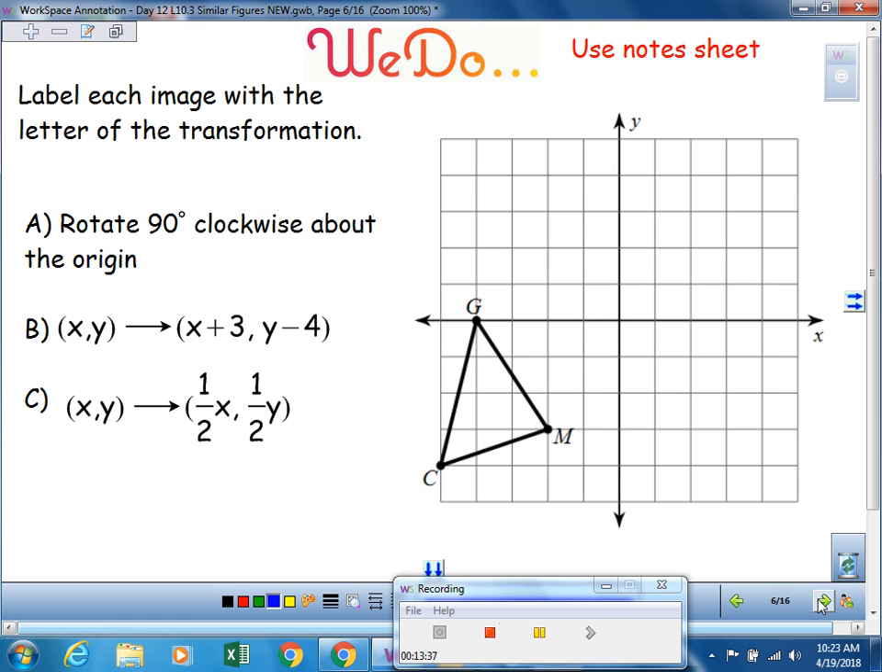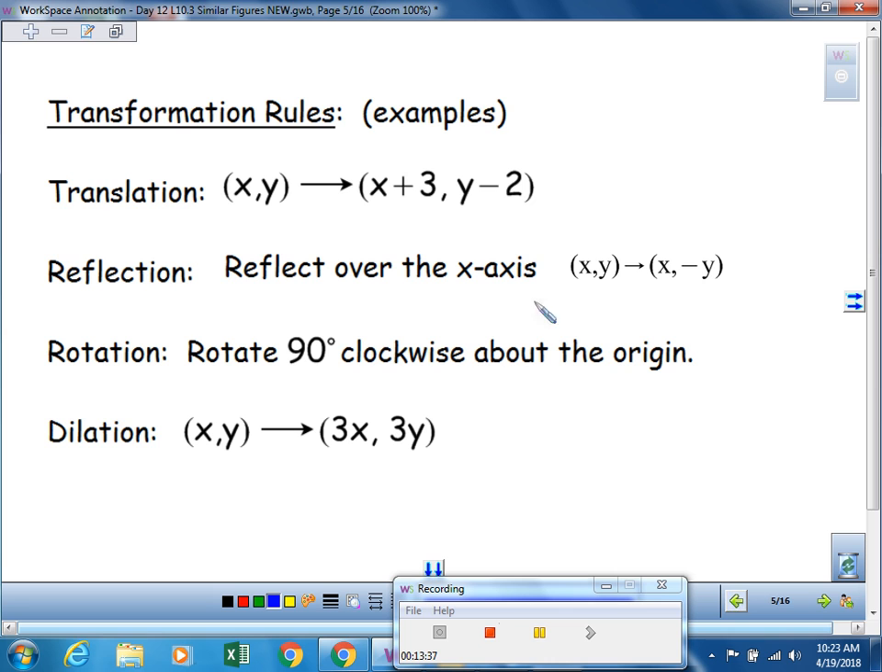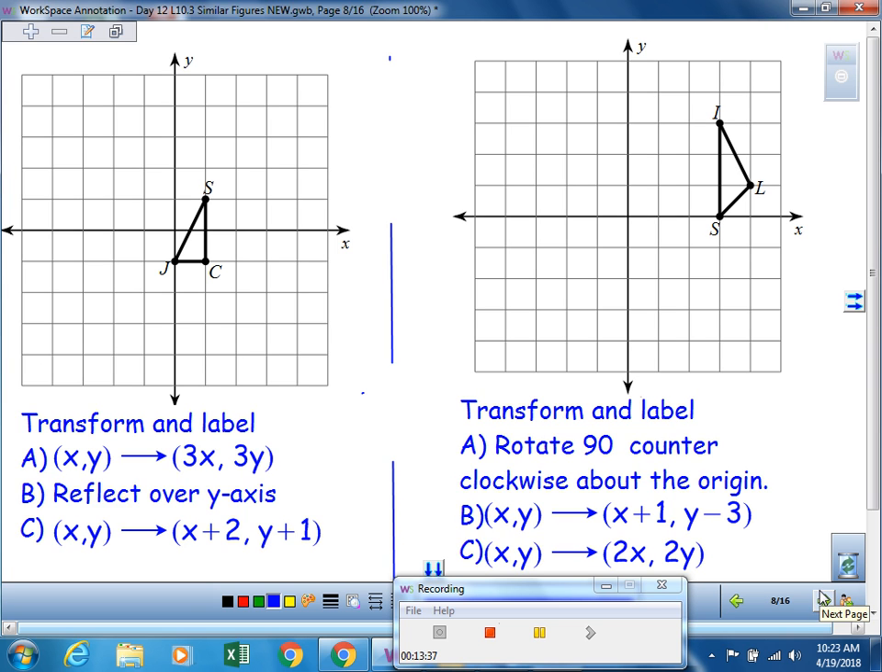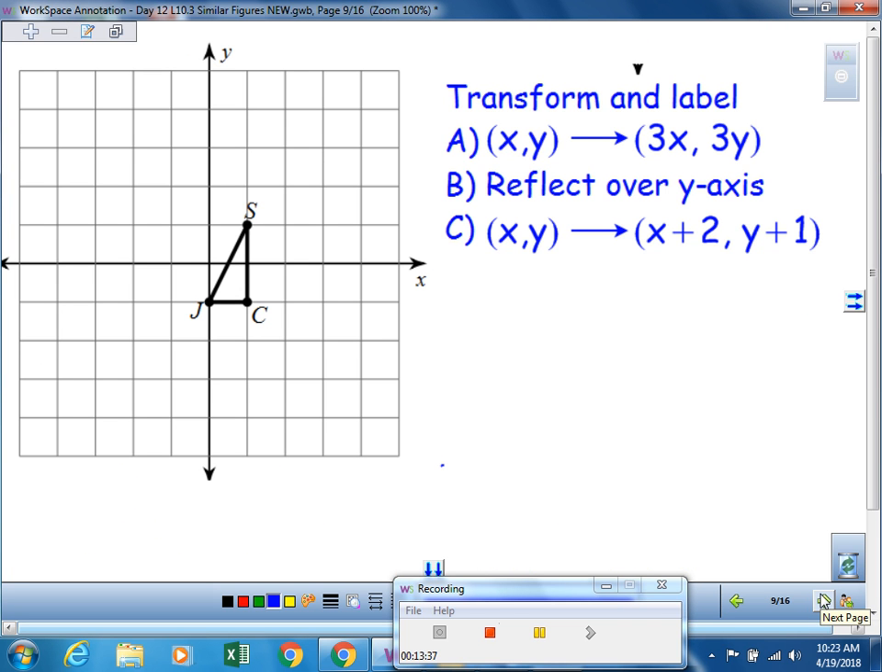Now, just remember, when you have these rules, translation, reflection, we already went over all of these. I want you to look at this one right here on your note sheet. Okay, we're only doing 2. So, we have a shape. And then see how it says A, B, C? You got to do them in order. This one's first. What is this?